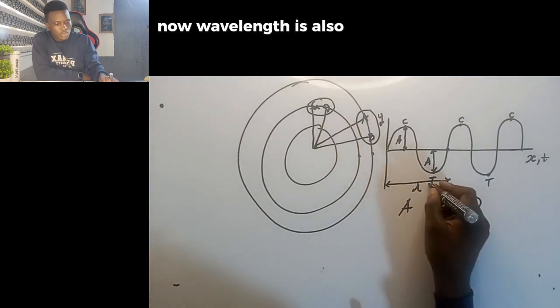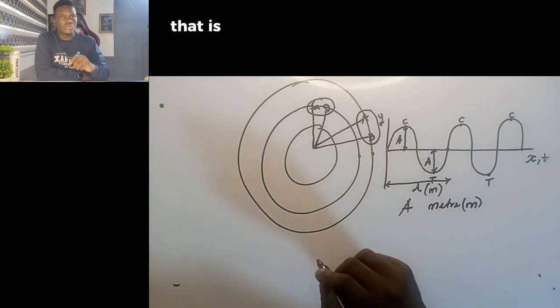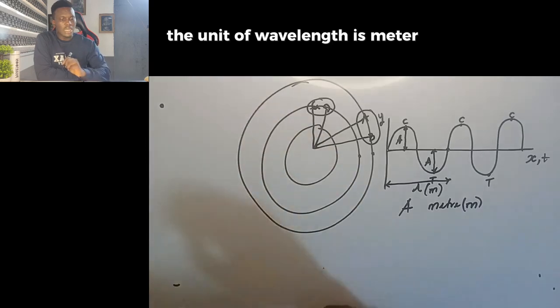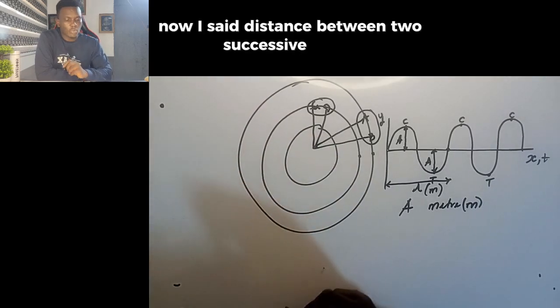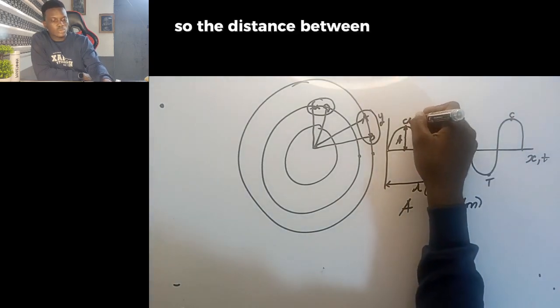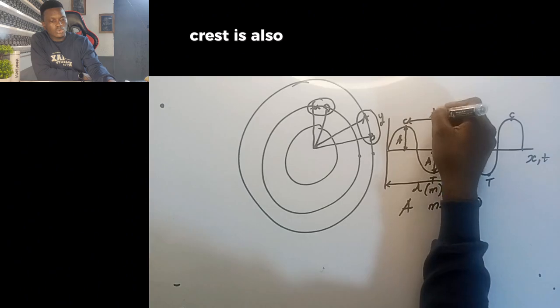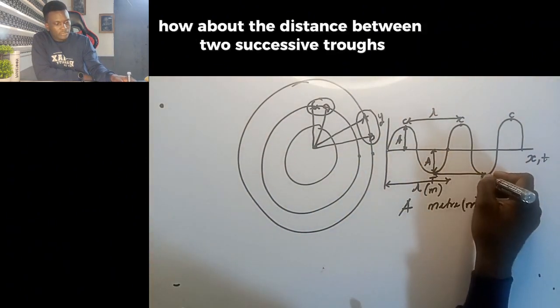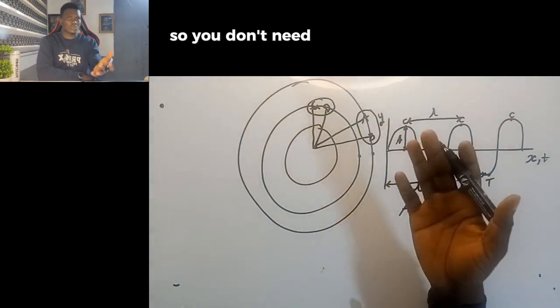Now, wavelength is also measured in meters. That is the unit, so you need to write that down. The unit of wavelength is the meter. Now, I said distance between two successive points. Look at this crest, another crest is here. So the distance between two successive crests is also a wavelength. How about the distance between two successive troughs? That is also a wavelength. So you don't need to cram that.